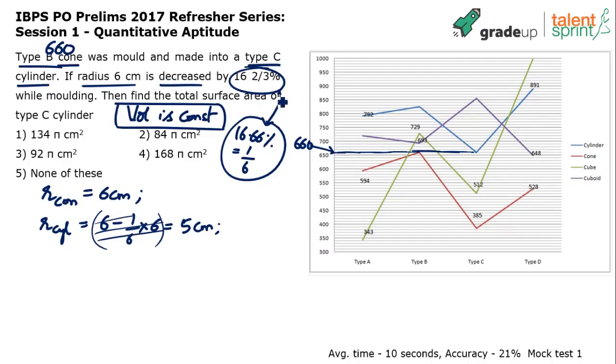Now find the total surface area of type C cylinder. First of all, type C cylinder, volume of cylinder. What is the volume of a cylinder? Pi r square h, right?